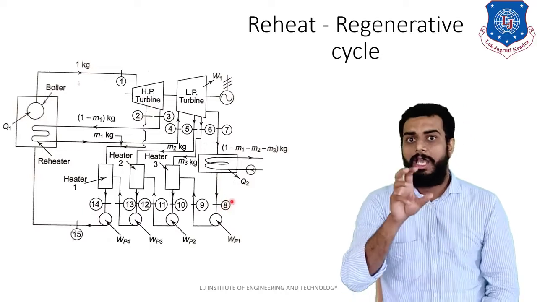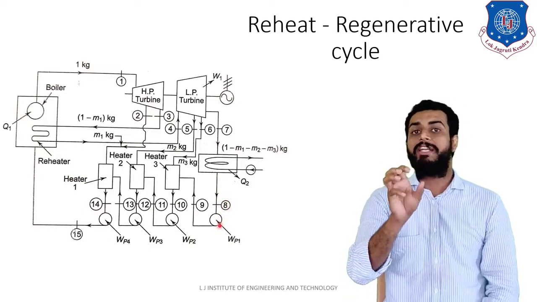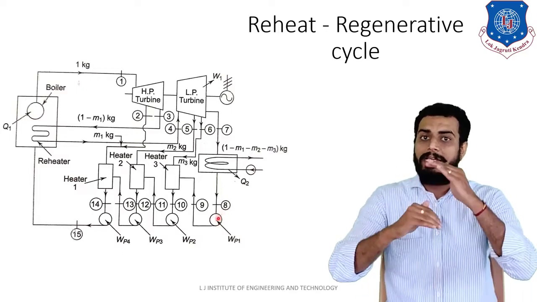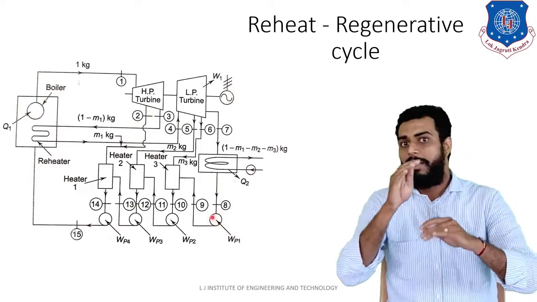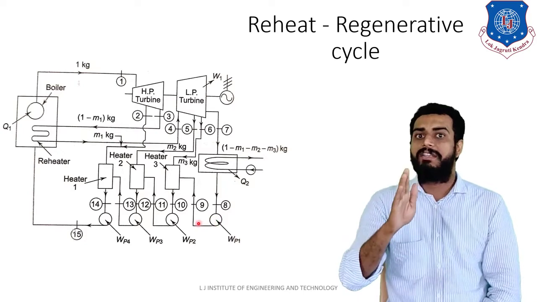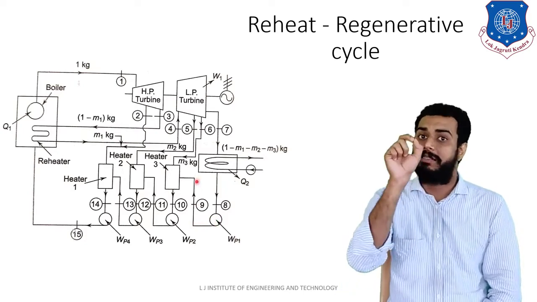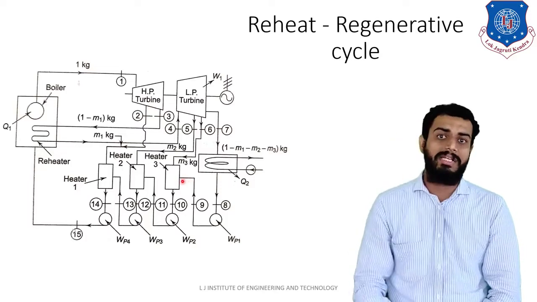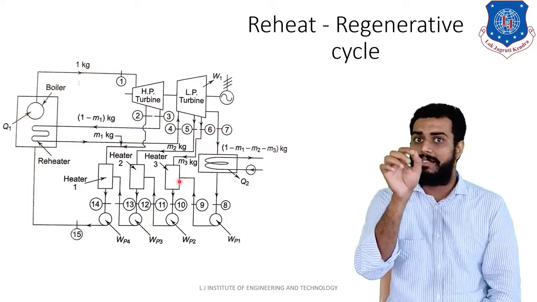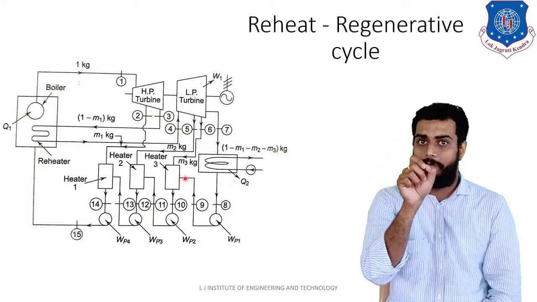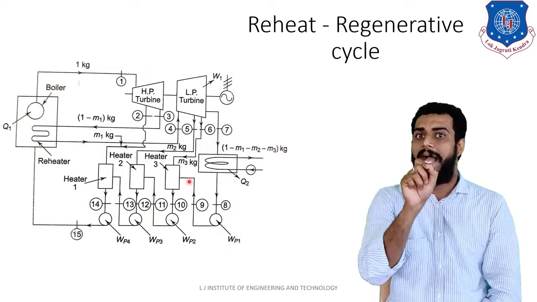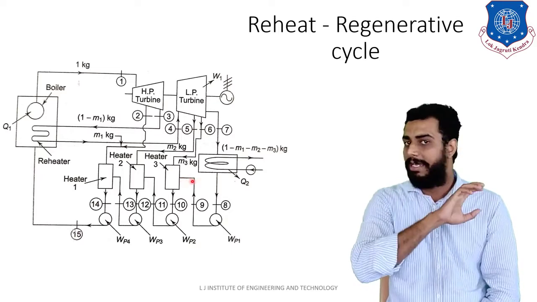Now this water is supplied to pump number 1, WP1. This pump will increase the pressure of the water, and this high pressure water will be supplied at the inlet of heater 3. Now this is very important to understand. The water inlet of heater 3 is denoted by point number 9 on the diagram.